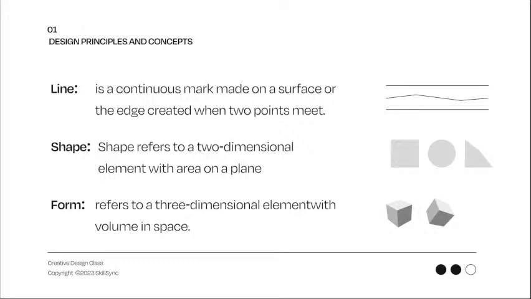Our first element is line. A line is just a continuous mark made on a surface, or the edge created when two points meet. Like we have on our far right here is a line. We also have another element called shape, which is the two-dimensional element with area on a plane. Like we have here the square, the circle, the triangle, and irregular shapes. They are all shapes. We also have form. Form is just the 3D of the shapes. So we have cube, cuboid, sphere, and those things. Those are forms.